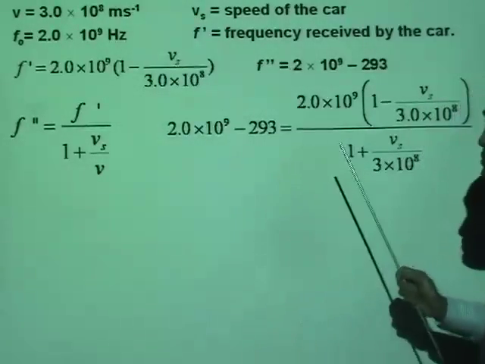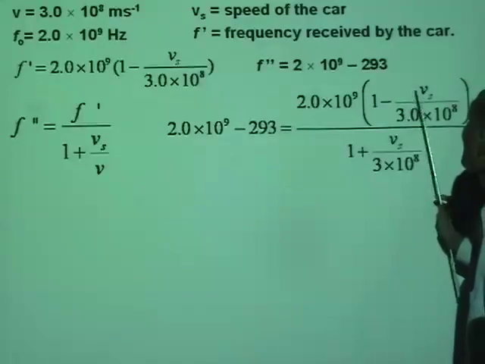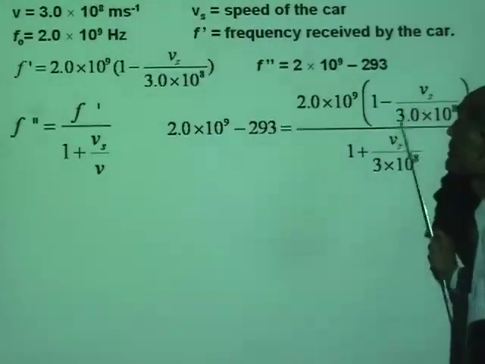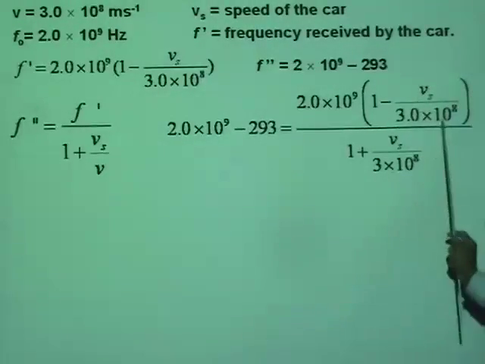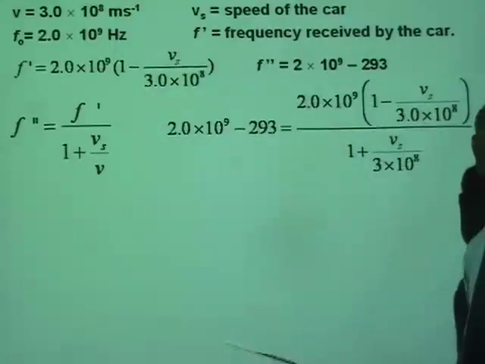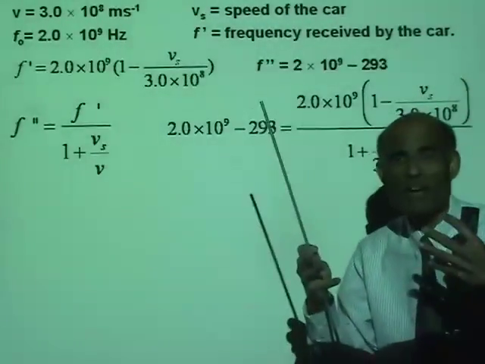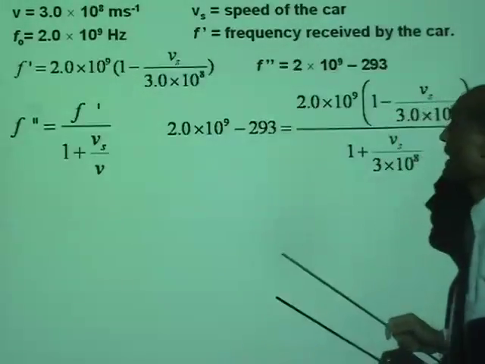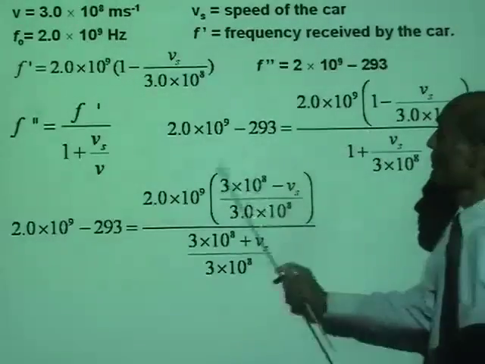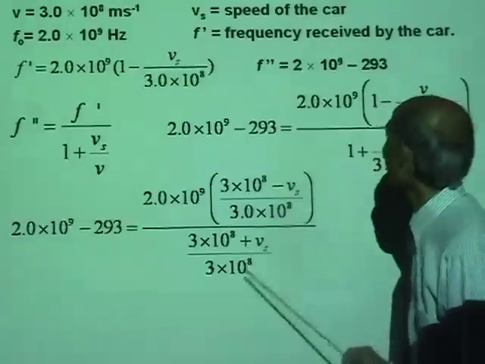Now, is it possible that we can solve this equation now for Vs? You can see Vs is the only unknown quantity in that equation. So all we need to do is persevere and simplify. Let's do that. Alright, left hand side, let us leave it like that.